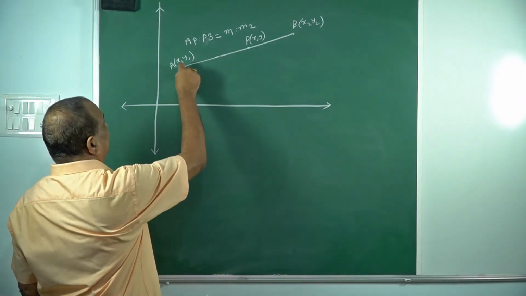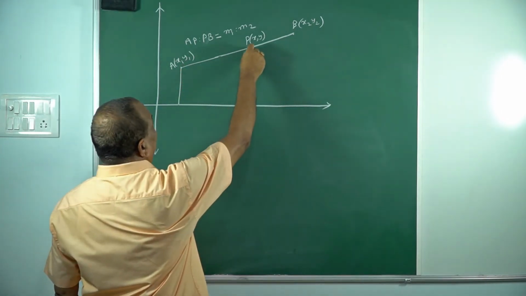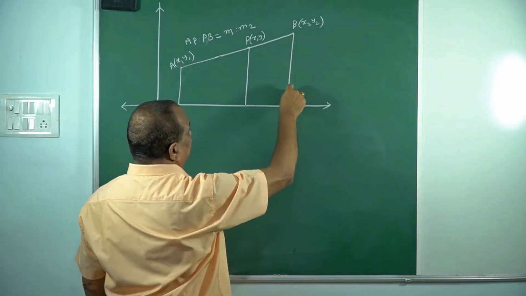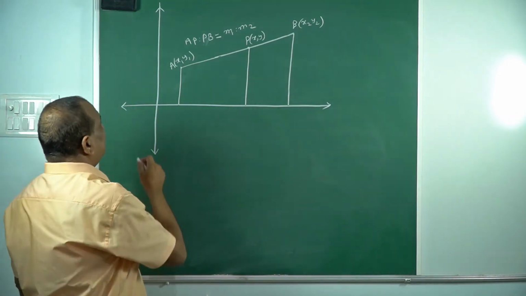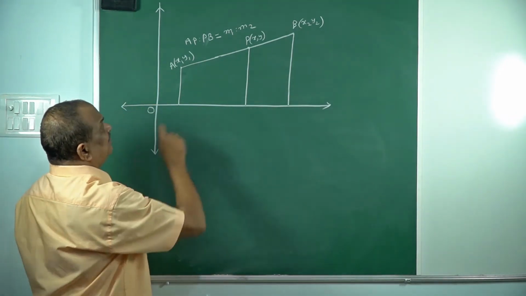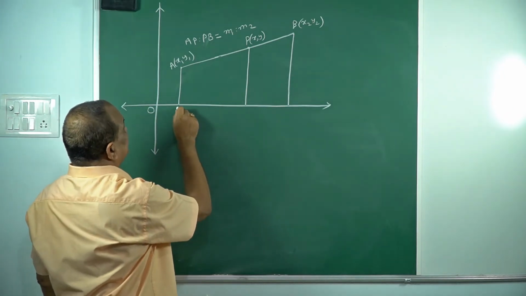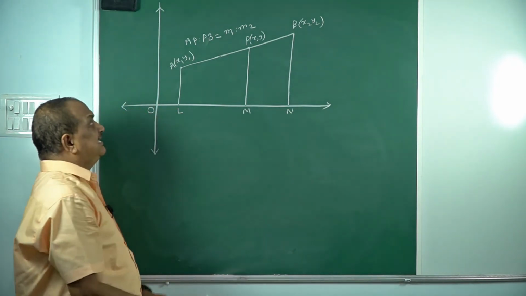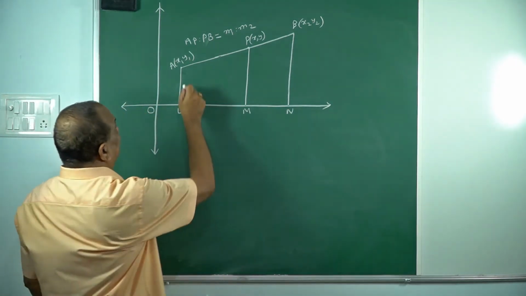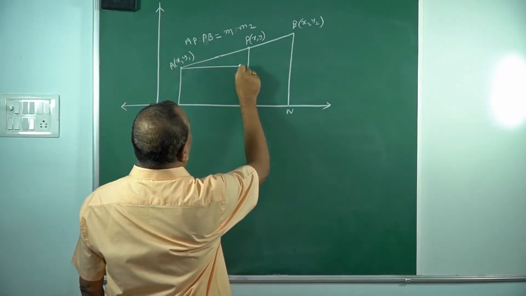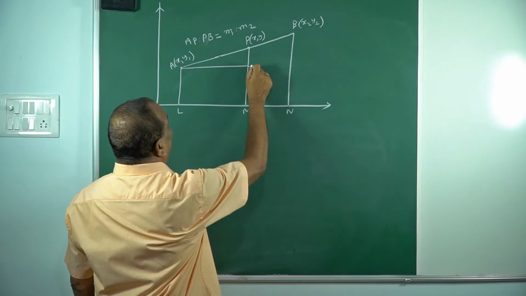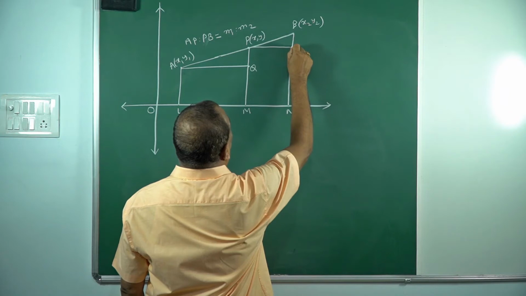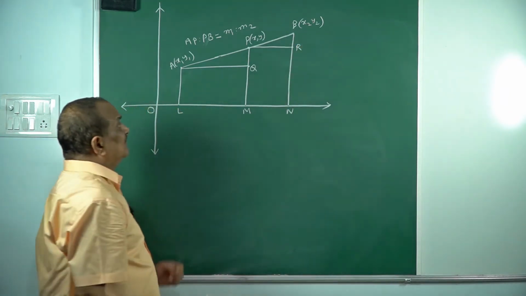And I draw the perpendiculars from all three, A, P and B onto the x-axis. I just have to label them because this is my origin. P is already used. Okay, I just say L, M and N. And there are 2 more perpendiculars I have to draw, like from A here like this. I can say Q, there is no problem. And from P here I draw, let me say this is R.